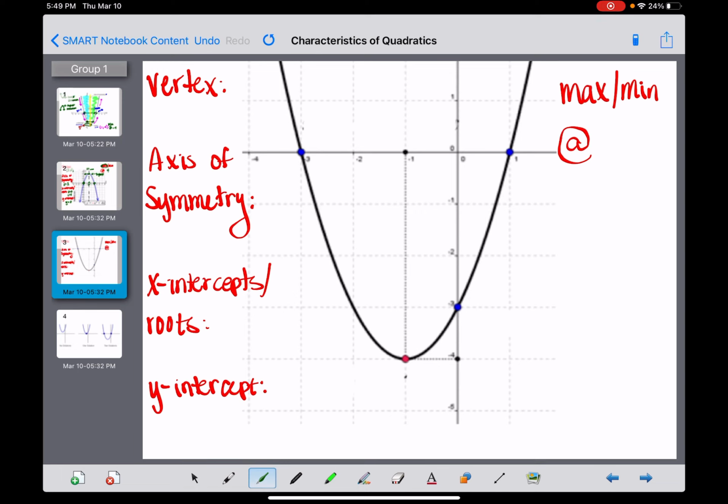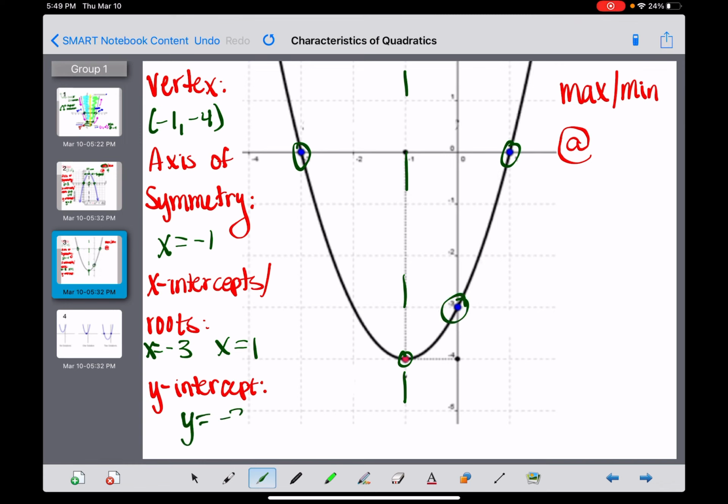So hopefully you put these answers. The vertex is at -1, -4. Our axis of symmetry is through x equals -1. Our x-intercepts are at -3 and 1. The y-intercept is at -3. This time, it's a minimum value because it's the lowest point at -4.